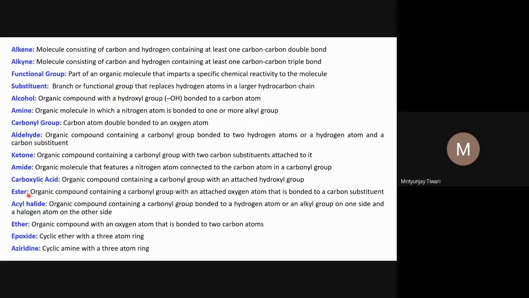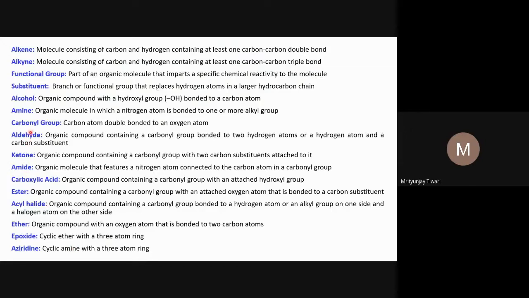I hope I have already explained these things in that table we have seen previously that contains different functional groups. Now let's see ethers, the organic compounds with an oxygen atom that is bonded to two carbon atoms. Then in ethers we see a specific type, the cyclic ether with a three atom ring, and this cyclic ether with a three atom ring is called an epoxide. Similarly, cyclic amines are also amines.